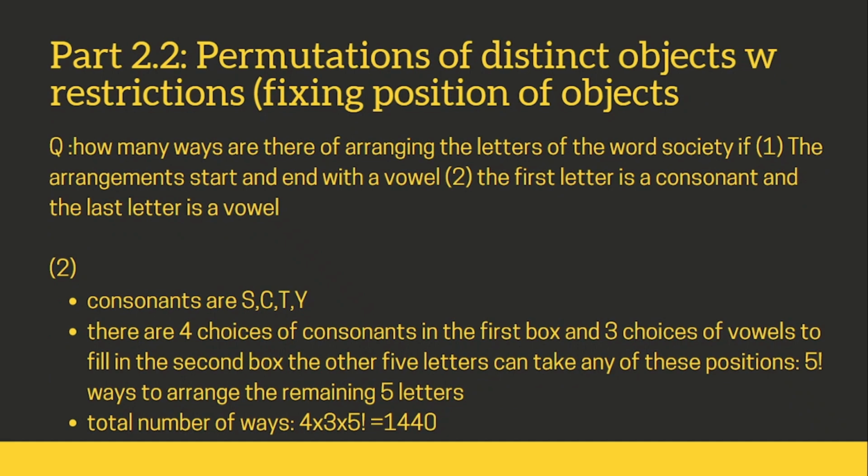Then the second part, the first letter is a consonant and the last letter is a vowel. So in this case, there are 4 different consonants. All of them are distinct from each other. So if that's the case, we can fill the second box with the other 5 letters, and they can take any of these positions again. But the first letter has 4 choices. The last letter has 3 choices. The remaining can just swap in between. So in this case, the total number of ways is 4 times 3 times 5 factorial.